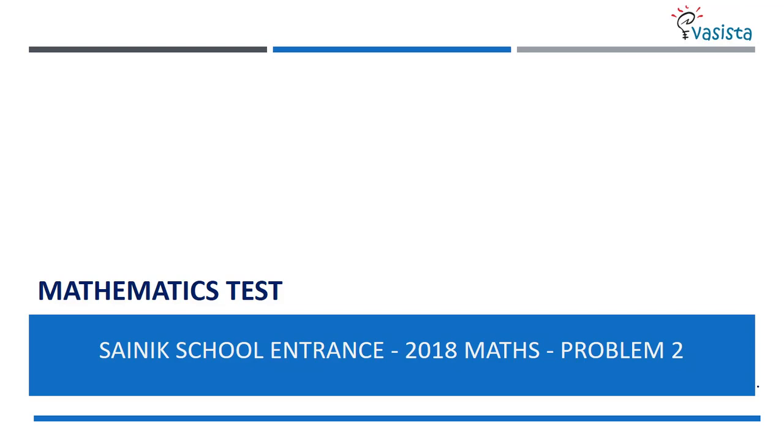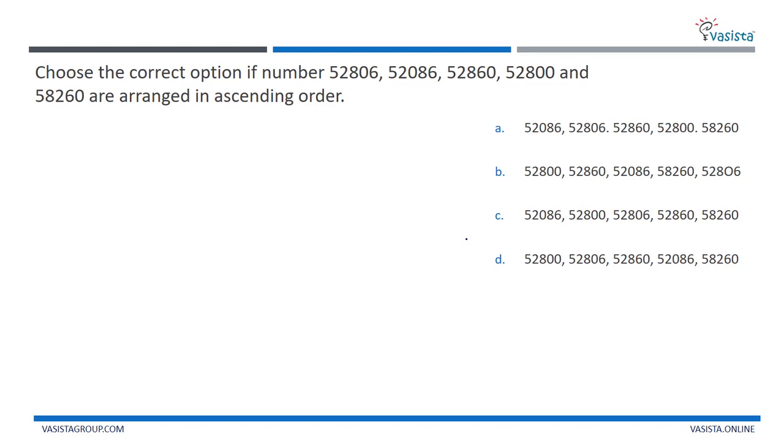Let me start solving the second problem here. Choose the correct option if the numbers 52,806, 52,086, 52,860, 52,800 and 52,260 are arranged in ascending order.